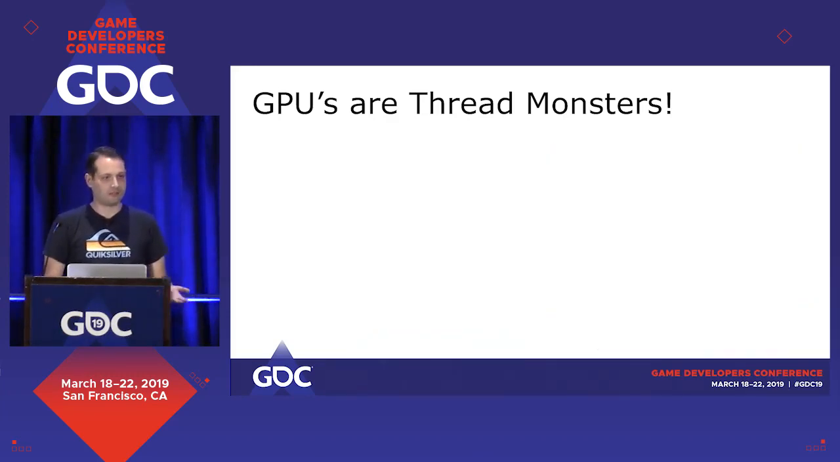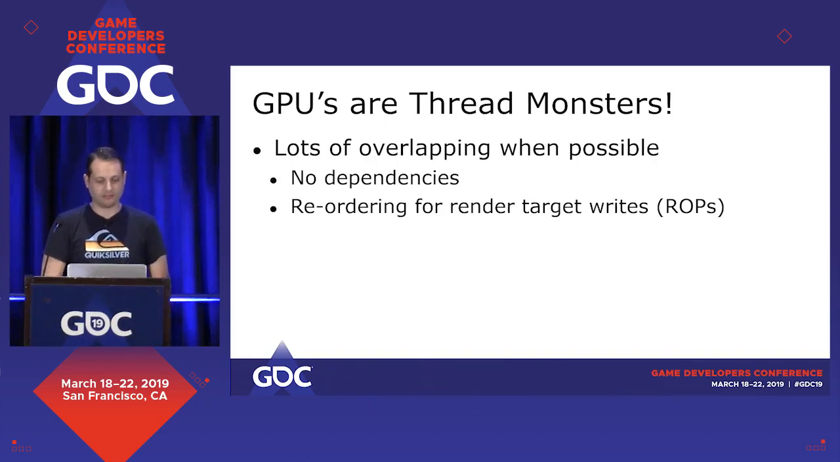Since these things are thread monsters, if you want to keep it fed, basically the best way to do that is to have lots of overlapping tasks going on. That way you can get better parallelism. You can do this best when there are no dependencies, or in some cases, the hardware can actually help you out. The typical case is when you have pixel shaders writing to a render target. Even though the shaders are executing out of order and all overlap, the hardware can take the outputs from those shaders, put them back in order, and then do the memory operation so that the observed results of those pixel shaders come out in the API submission order, which is really cool.